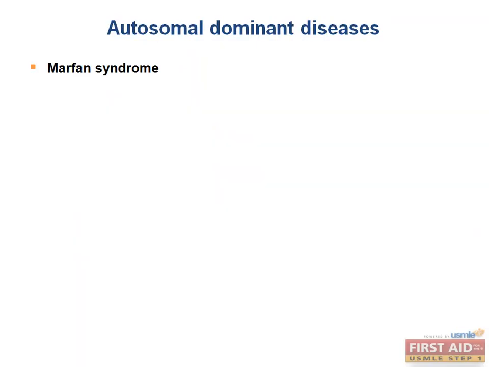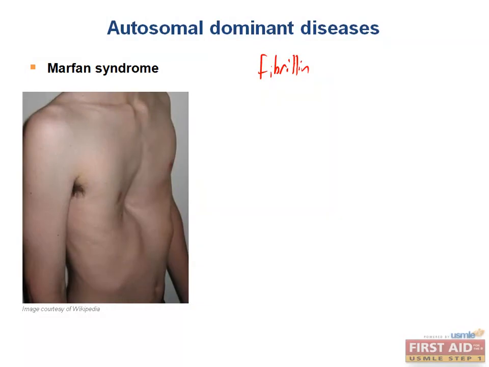Marfan syndrome is a connective tissue disorder that mostly affects the skeleton, heart, and eyes, and results from a defect in the fibrillin gene. Findings include tall stature with long extremities and arachnodactyly, which means long tapering fingers and toes. Also, you'll see pectus excavatum, which is a concave chest like you can see here, and hyperextensive joints.